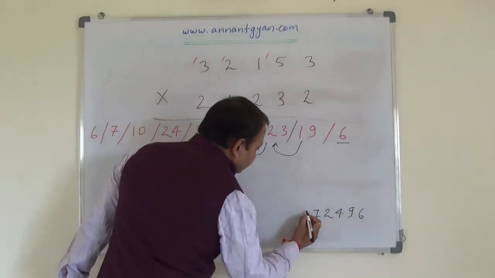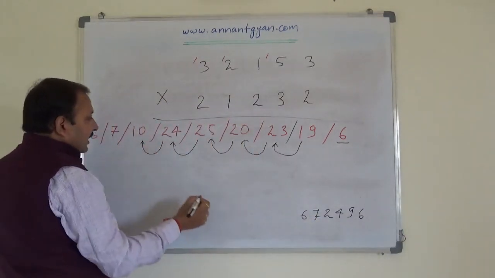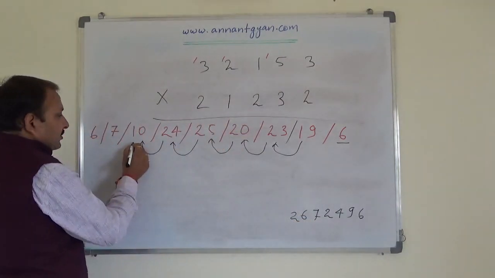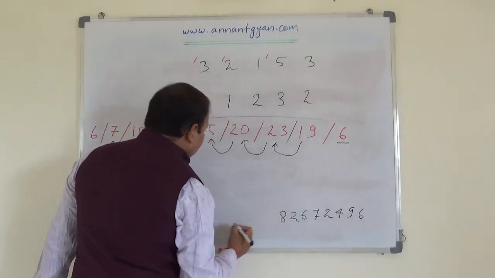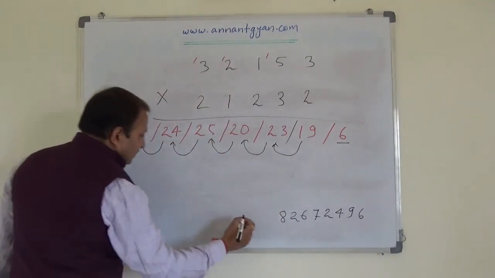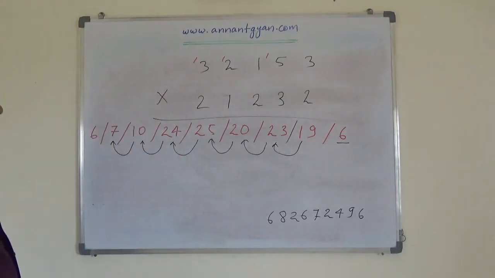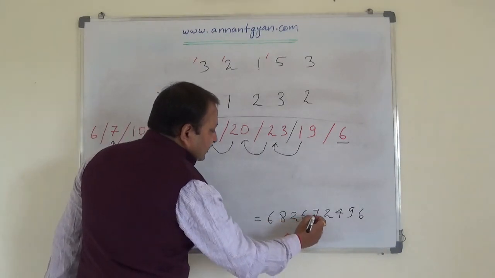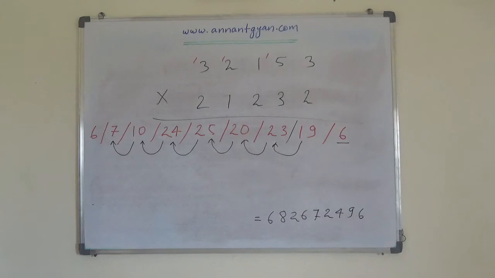24 plus 2, 26, we shall take 2 for the next. 10 plus 2, 12, I shall write 2, and 1 that will be carried for the next. This is 7 plus 1, 8, and this is 6. And finally we shall get the answer is 6, 8, 2, 6, 7, 2, 4, 9, 6. This is our final answer.